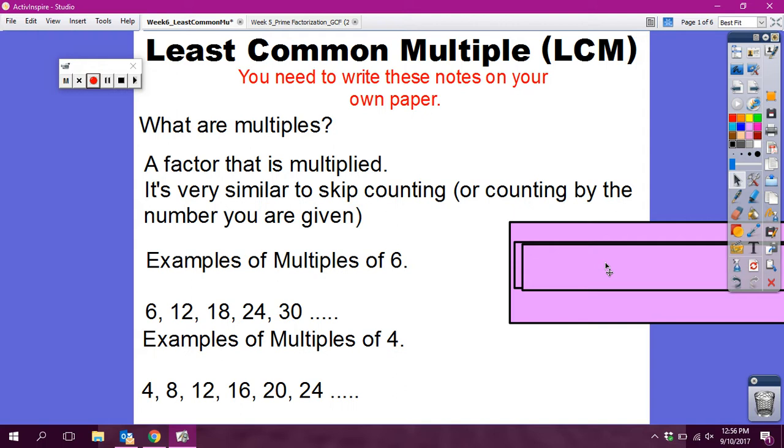When you're listing those multiples out, it can take a while. So if you're listing, be careful and make sure you don't skip one of those skip counting numbers. It's really easy to do.